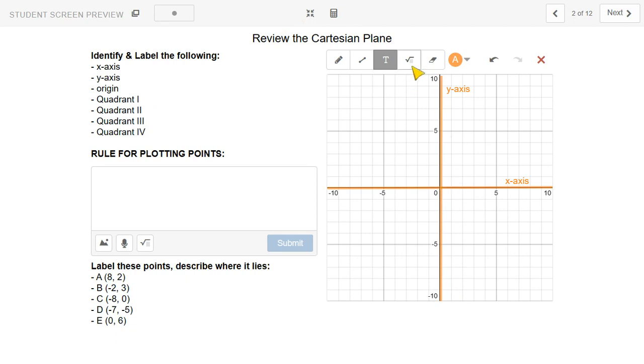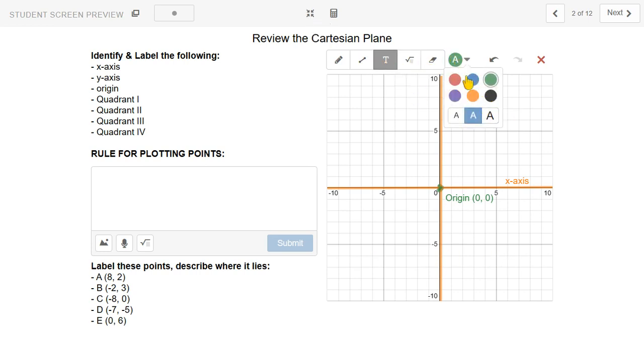Now, where these two axes meet, we have a special point, and this is called the origin. And the value of the origin is 0, 0, because it is at 0 on the x-axis and 0 on the y-axis. Now, quadrant 1, 2, 3, and 4, we're going to label this because the x and y axes create 4 different squares.